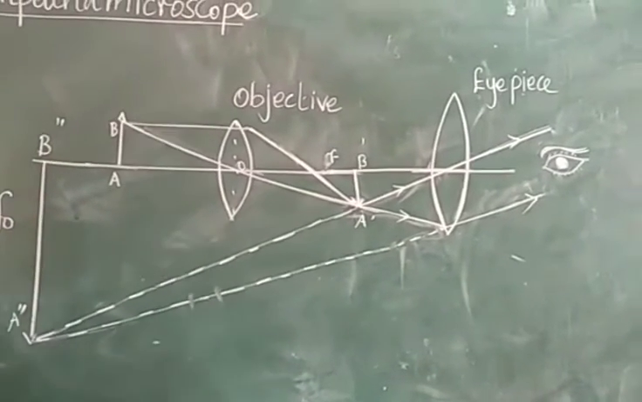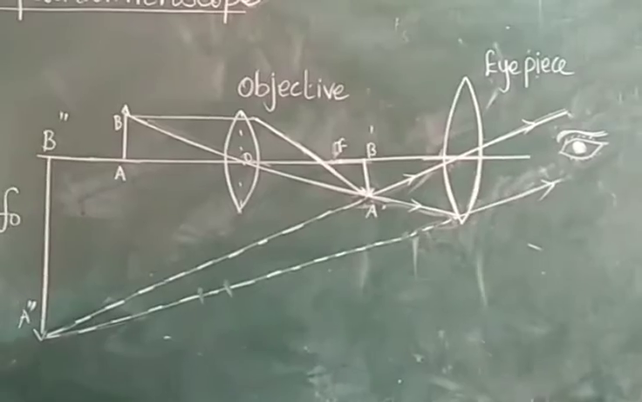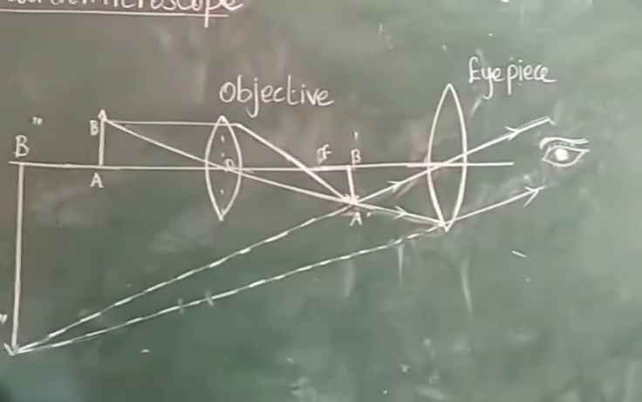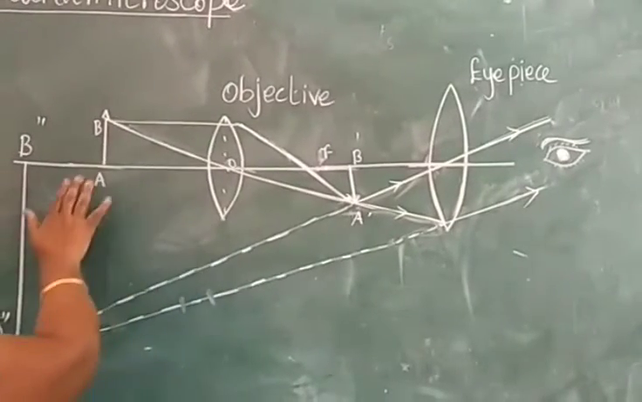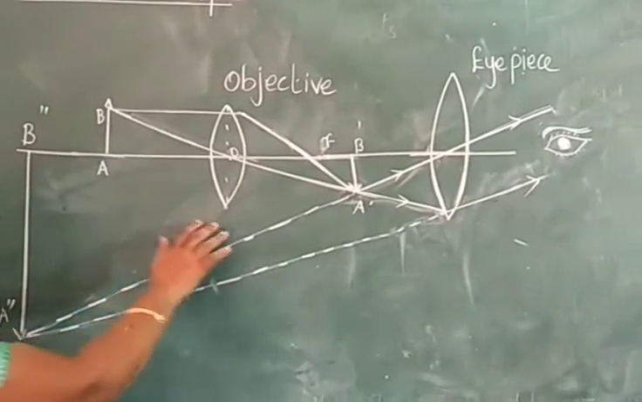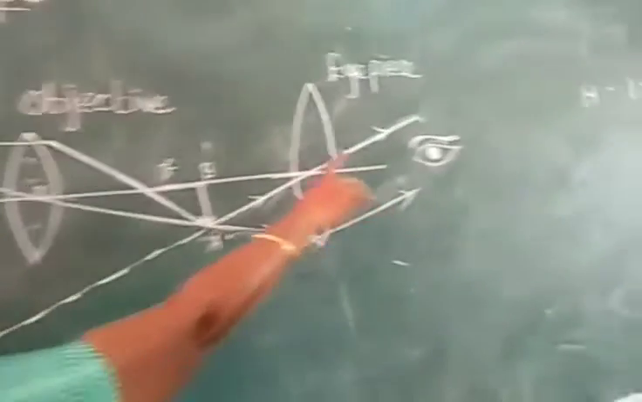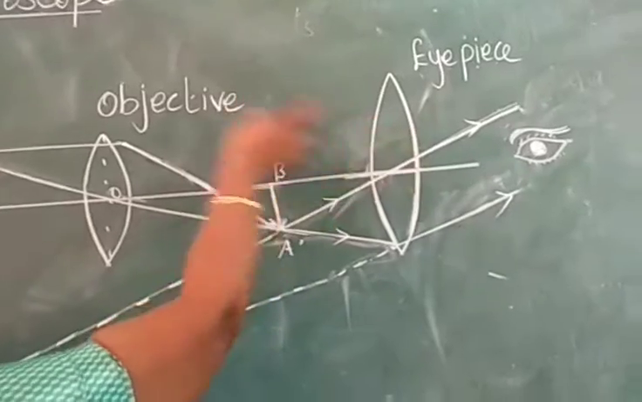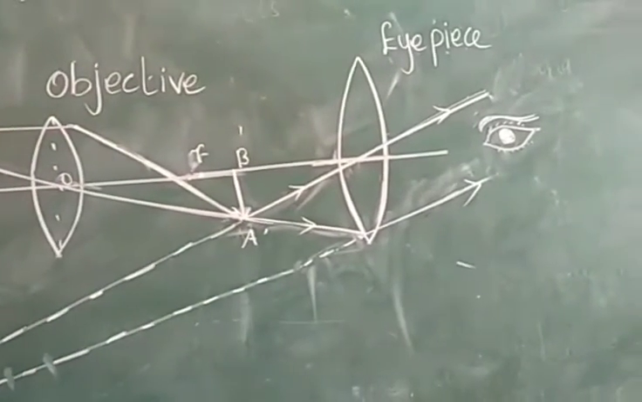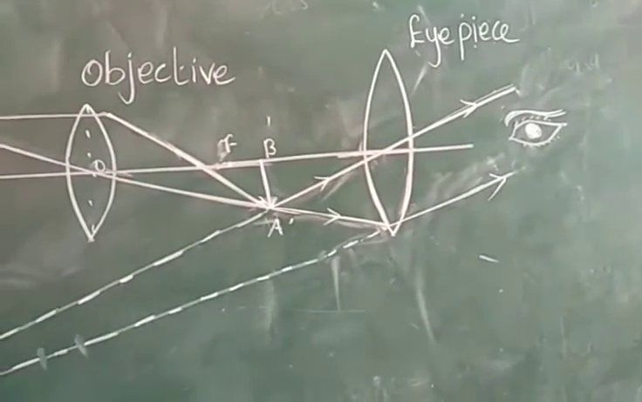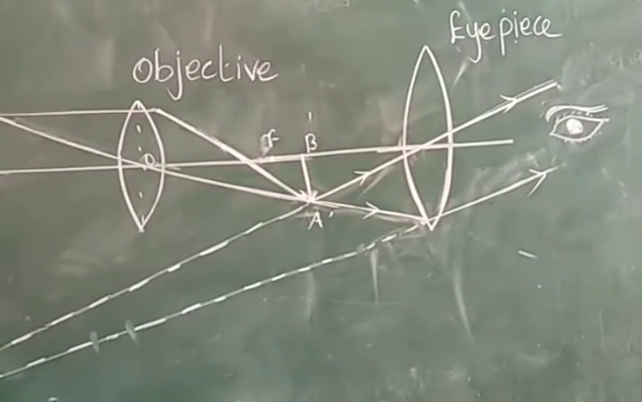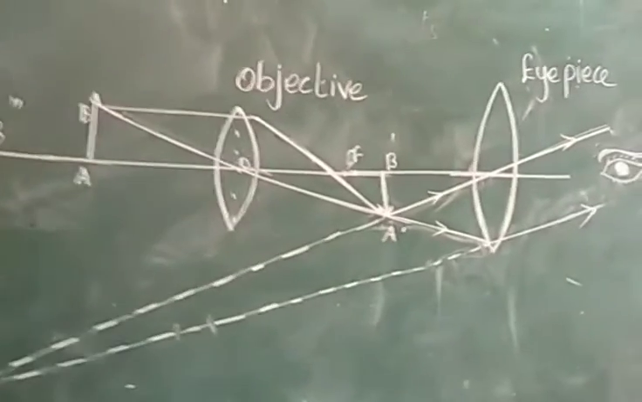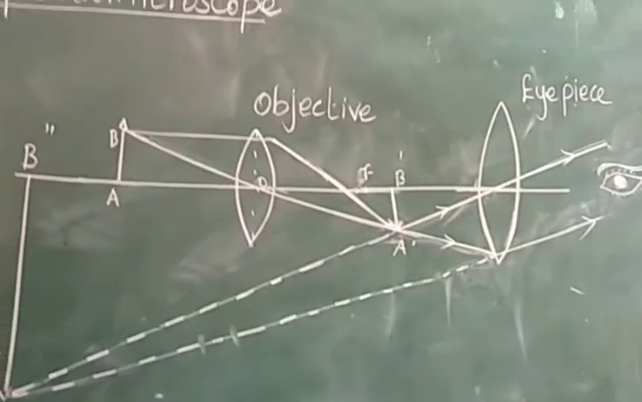What is the construction of the microscope? How does it work? First, construction. A compound microscope consists of two lenses. One is near the object, so it is called the objective. Another one is near the eye, so it is called the eyepiece. The focal length of the eyepiece is greater than the objective. The lens with the larger focal length is called the eyepiece. Both lenses are fixed in a narrow tube with adjustable provision. So here we use two lenses.